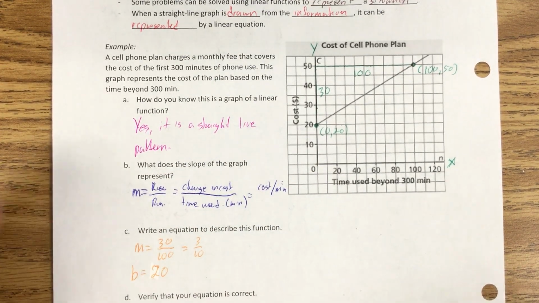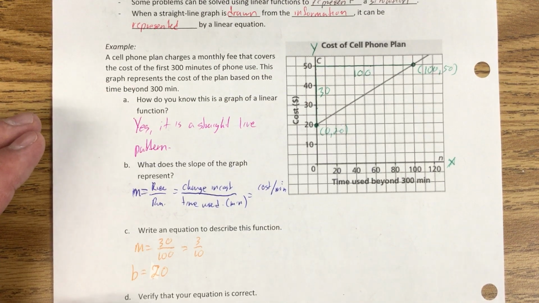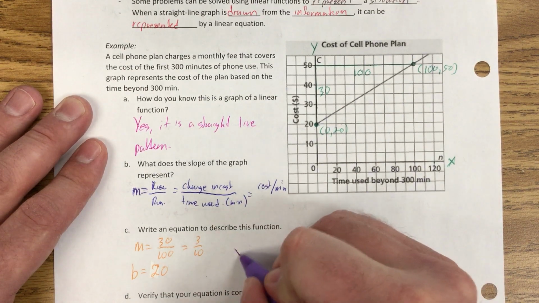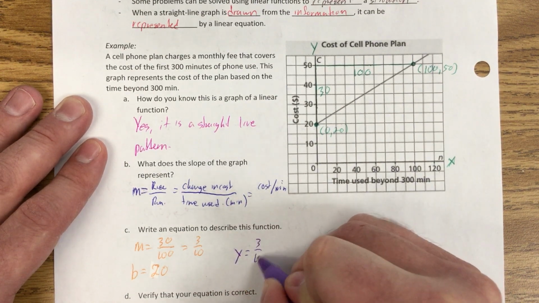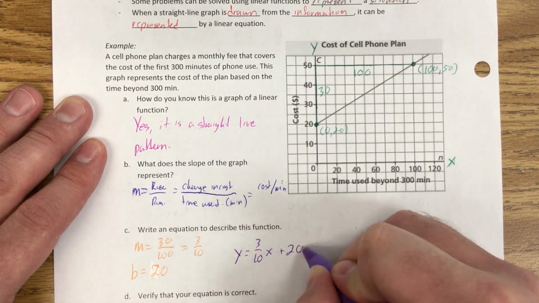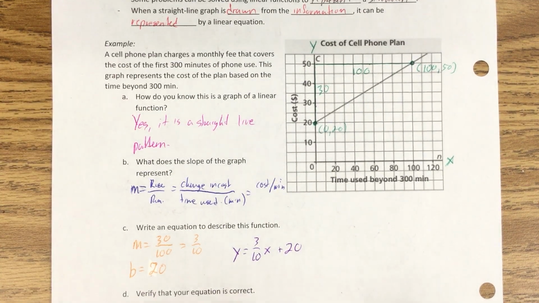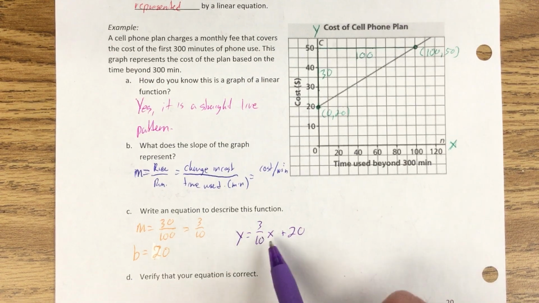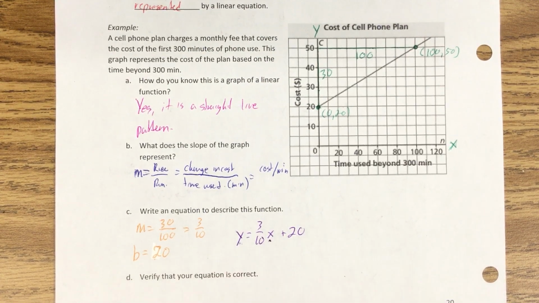Now, once we know this, we can plug this into our form. Our form is y equals mx plus b. So we're going to plug it in. y is equal to 3 over 10 x plus 20. Now this is an equation that's going to tell us how much the cell phone plan costs every month. Depending on the number of minutes over, it will give us a total cost.